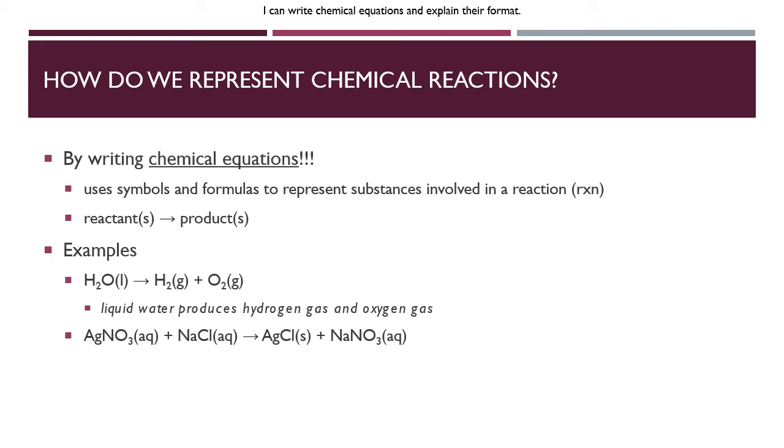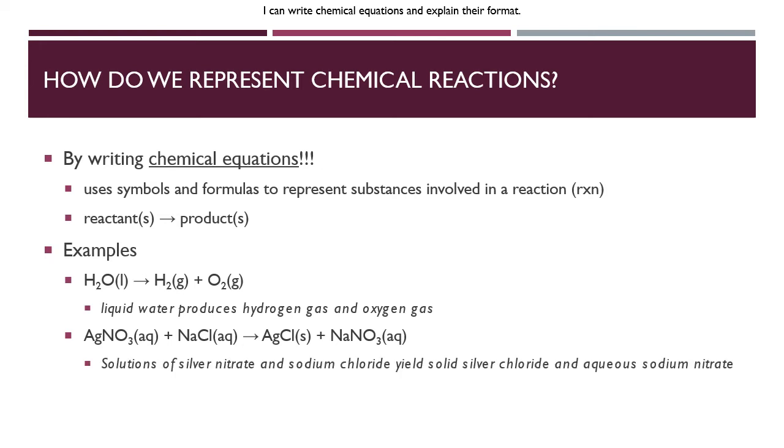If we were to write out this particular reaction in a sentence, it might be something like this. Solutions of silver nitrate and sodium chloride. So solutions, this symbol here, AQ, stands for aqueous, and we'll talk more about that on the next slide. But it just means it's dissolved in water, so it's a solution. So solutions of silver nitrate and sodium chloride yield. That's another word that we can use instead of saying produces. It's the same thing though. It doesn't mean anything different.